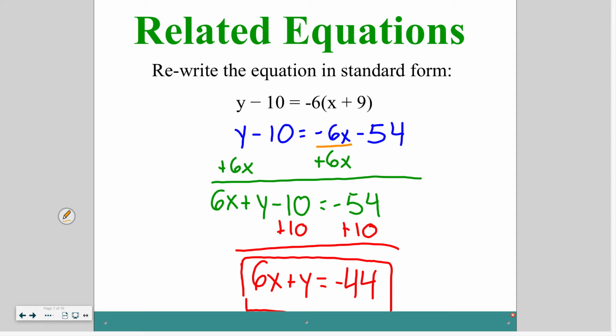Because our x was negative, we want to turn it into a positive, so we're going to add that to the other side of the equation. Then we want to get that 10 away from our x and our y value, adding 10 to the other side, giving us a final answer of 6x plus y is equal to negative 44. If you have questions about that, let me know when you get to class.